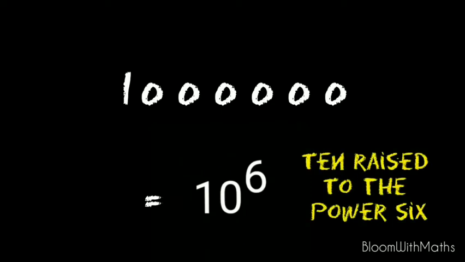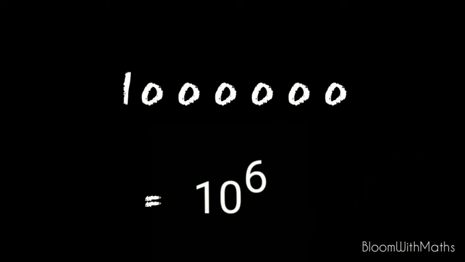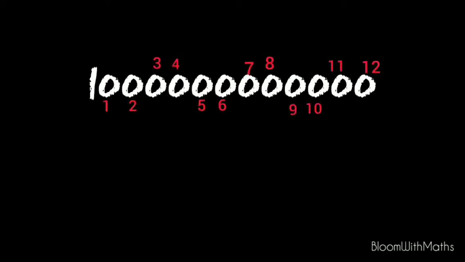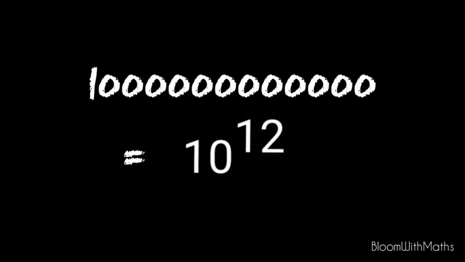Now, we observe the exponent says a lot about the number of zeros in the specific number. To learn more about this, let's take another number. Now, all we have to do is count the number of zeros, write it as a power of 10, and we are done. So we see there are 12 zeros in this number, which makes us write it as 10 raised to the power 12.